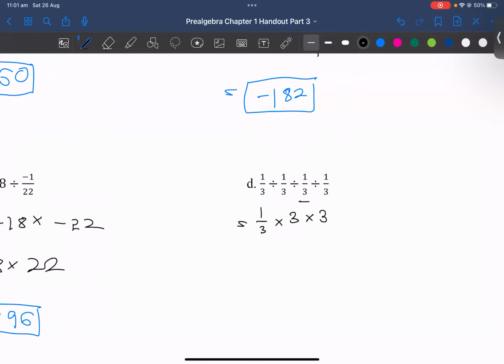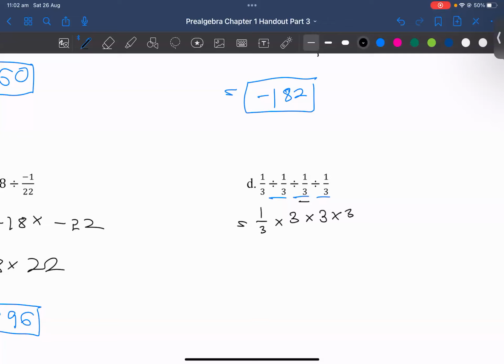So all three of these, divide by a third, divide by a third, divide by a third, are the same as multiplying by 3. 3 times. This part makes sense? I know it's a bit of a tricky idea. What about everyone else?